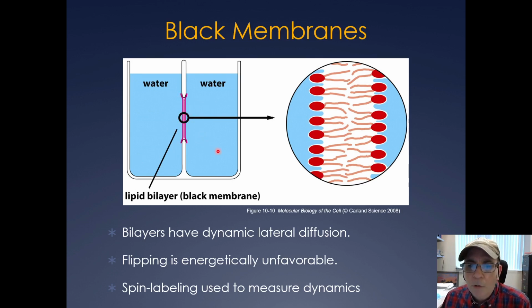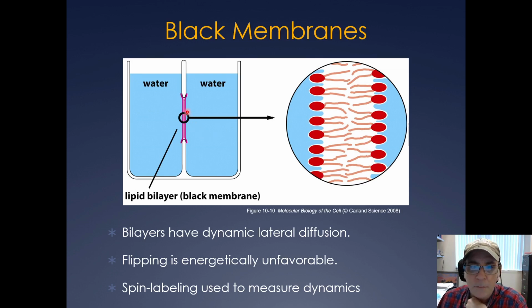Okay, and what they've figured out just from studying this is that lateral diffusion is pretty dynamic, right? It's easy for the various lipids to travel in and around in a single bilayer, but flipping is pretty energetically unfavorable, and if you stop and think about this hydrophilic head group having to pass through this hydrophobic portion and then get to the other side, that's actually a fairly energetically unfavorable event.